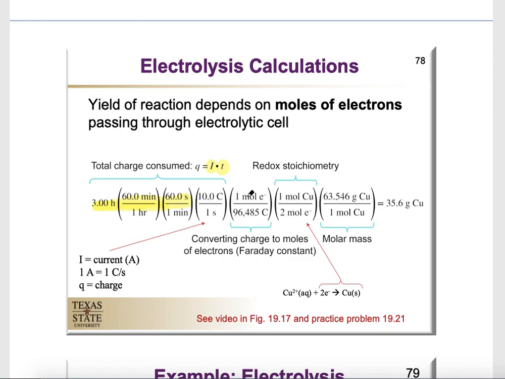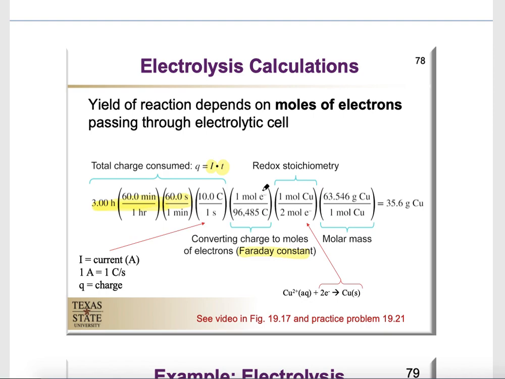electrolytic cell. From there, we need to convert the charge into moles of electrons, and we do that by utilizing Faraday's constant. Notice that we are dividing by Faraday's constant. The way that I know to divide is because I need to take the coulombs and cancel those coulombs. And since we have 96,485 coulombs per mole of electron, then I have to divide by Faraday's constant.